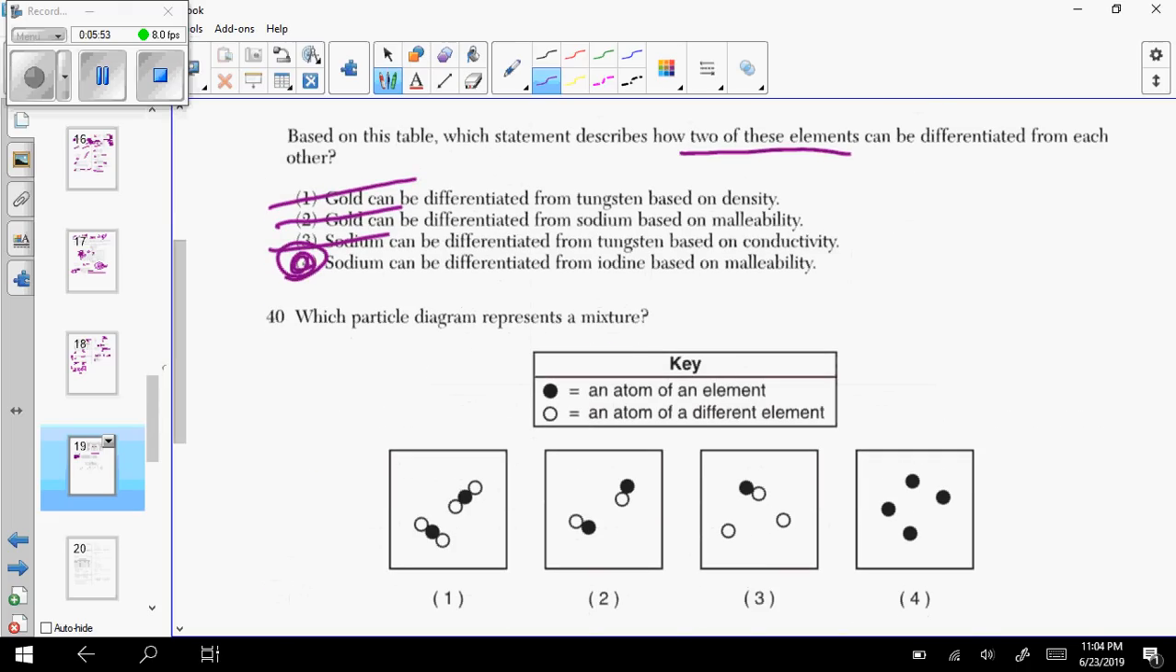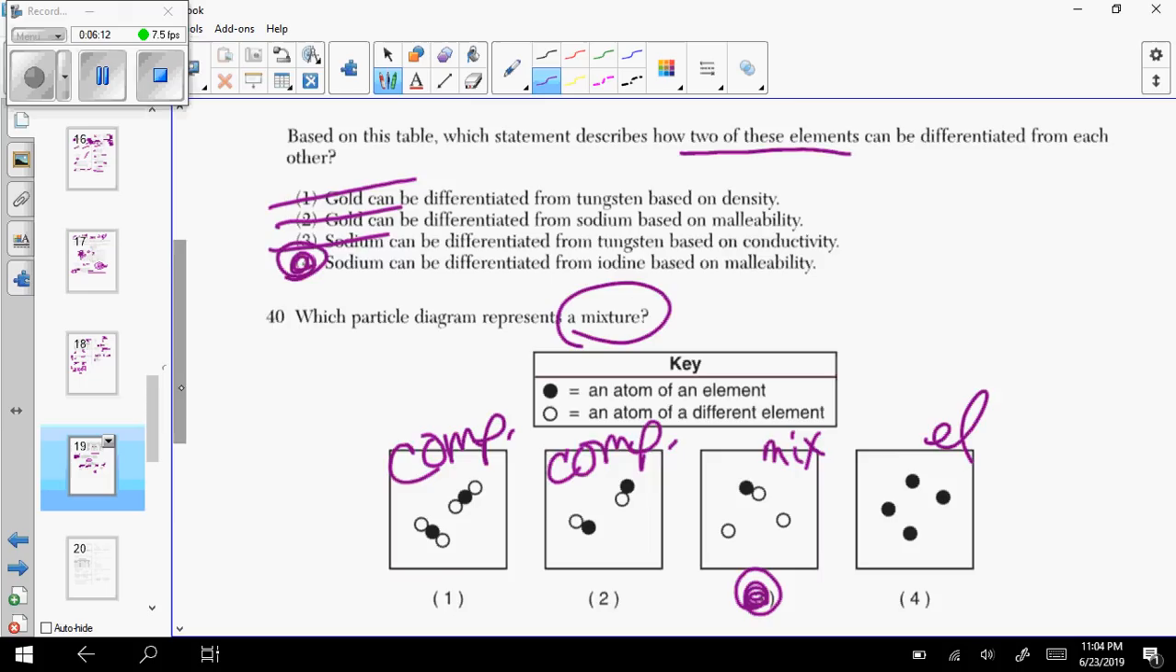Which particle diagram is a mixture? This is definitely a compound, so those are the same molecules. This is also a compound. This one's a mixture because you have two different things, and this is an element, so I want choice 3.